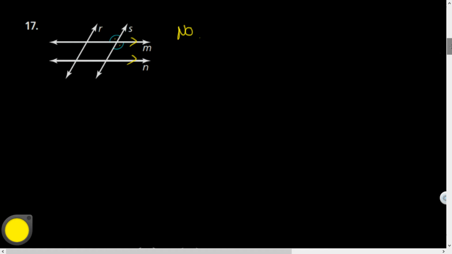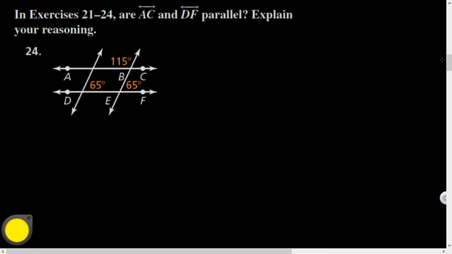Ooh, 24. All right, here's another four intersection setup here. It says, are AC and DF parallel? Explain. All right, so AC, DF.